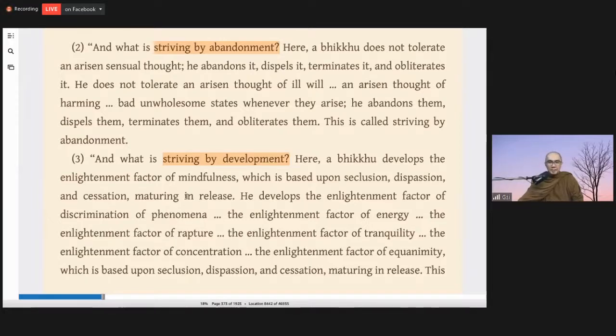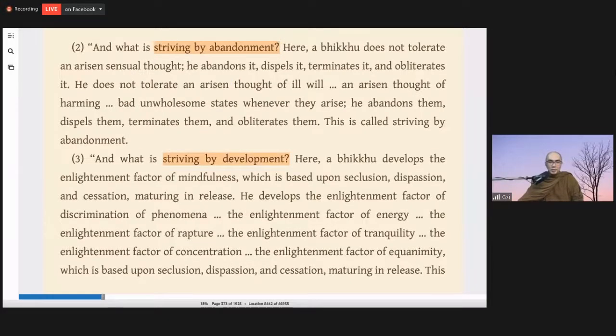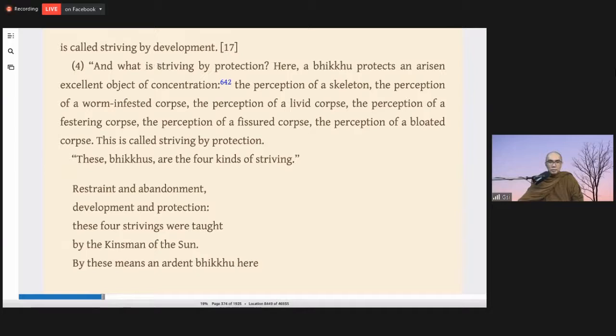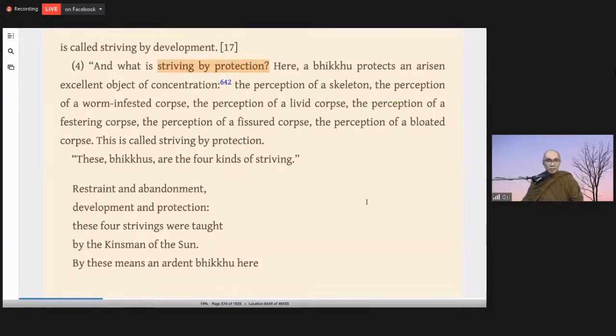Okay. The next one is a bit strange. What is this striving by protection? Here a bhikkhu protects a excellent object of concentration: the perception of a skeleton, the perception of a worm-infested corpse, a livid corpse, a festering corpse, a fissured corpse, and a bloated corpse. This is called striving by protection.